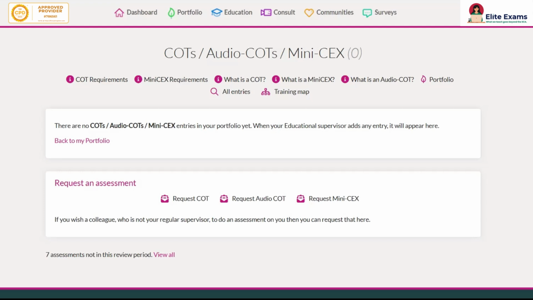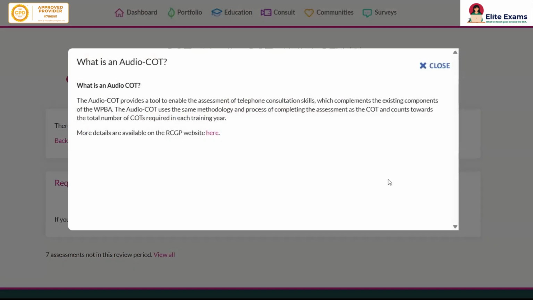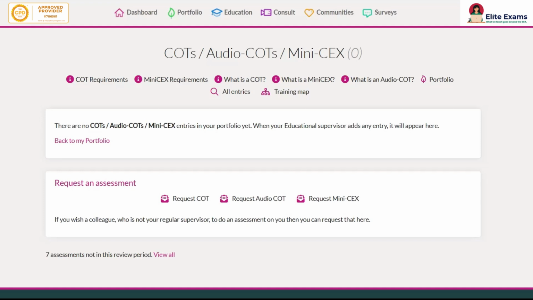In some places, there's also something called an audio COT. I never did it, but I know it's an assessment of telephone consultation skills. Actually, I wouldn't say I didn't do it. I did it once, where my supervisor picked a telephone consultation I did, listened to it, and marked it as a COT.